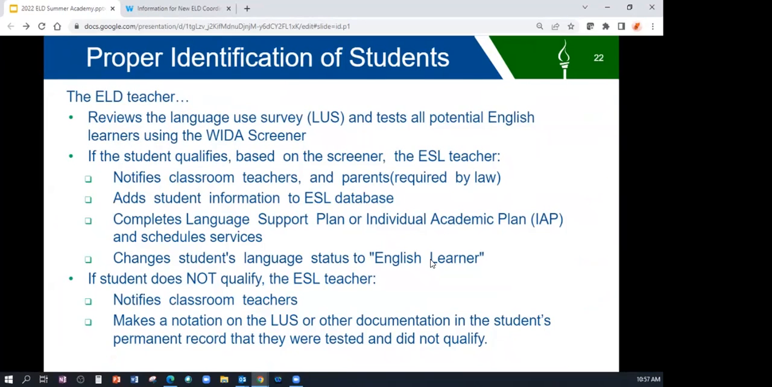And it's important that you know that this is just a tool for identification. This is not the identifier. So having a positive response on the language use survey does not mean they're an ESL student. That's just the first step. It's really important that you have an interview with parents to find out if there's any other information that might explain why they answered the way they did.